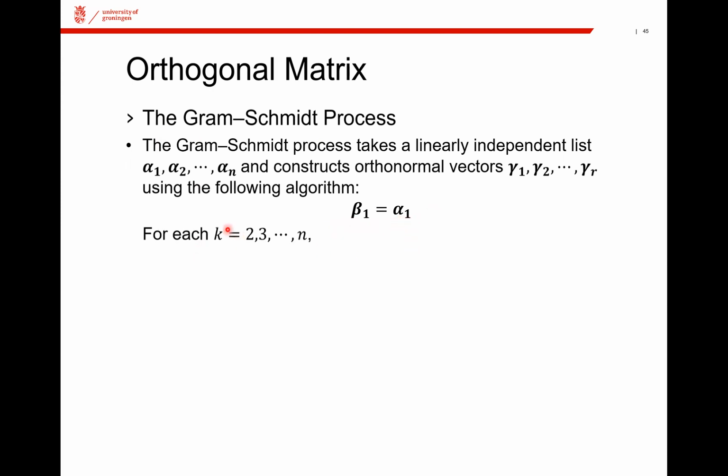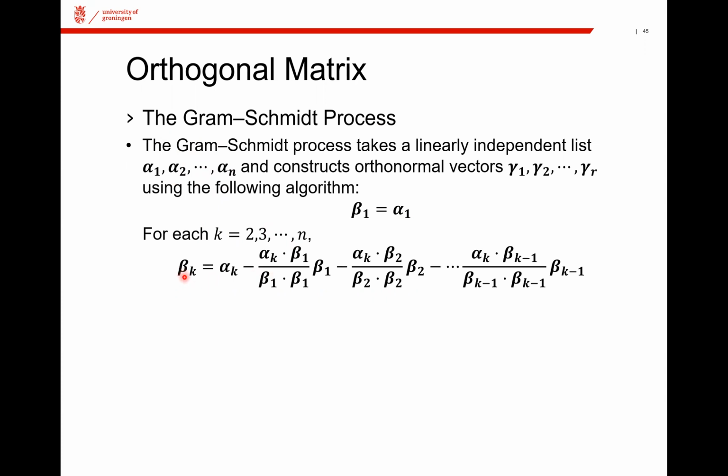And then for the other vectors, we have beta k equals alpha k minus (alpha k times beta 1) over (beta 1 times beta 1). So this is also the dot product, so this is a number. And here, this is the dot product of itself and also a number. So alpha k minus a number times beta 1 minus a number times beta 2, and so on until a number times beta k minus 1. And so the right side is still a vector.